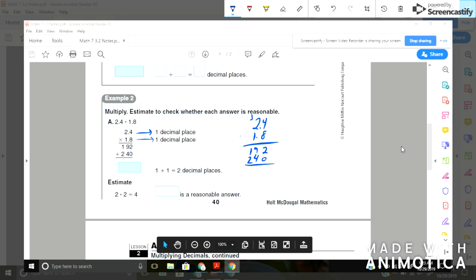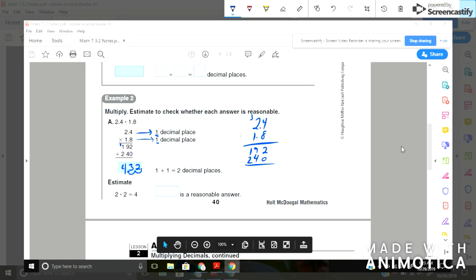Just want to double check there. 2 plus 0 is 2. 9 plus 4 would give me 13, carry my 1. 1 is 2, plus 2 is 4. Okay. Then I would, in the end, since I had one decimal in this factor and one decimal in this factor, 1 plus 1 is 2. So I need to move it 2 spots in my final answer for a total of 4.32.